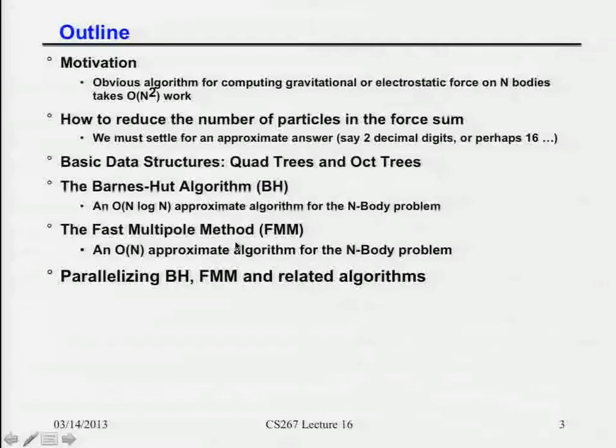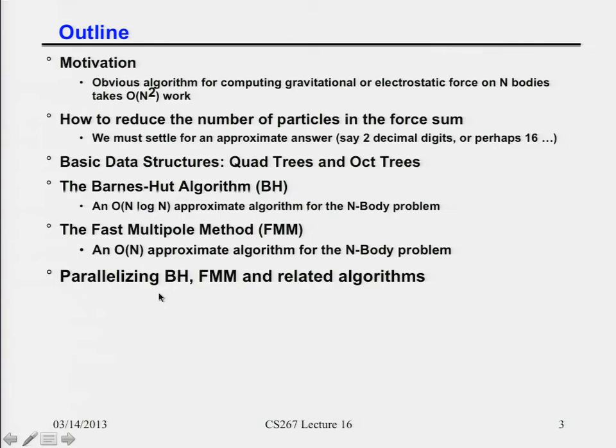And I will certainly have to wait until next time to tell you about all the clever ways people have had for parallelizing Barnes-Hut and fast multipole and their generalizations. So now let me just state the mathematical problem, in particular for gravity, and then I can tell you how we're going to do the mathematical approximations that are going to get us down to n log n.